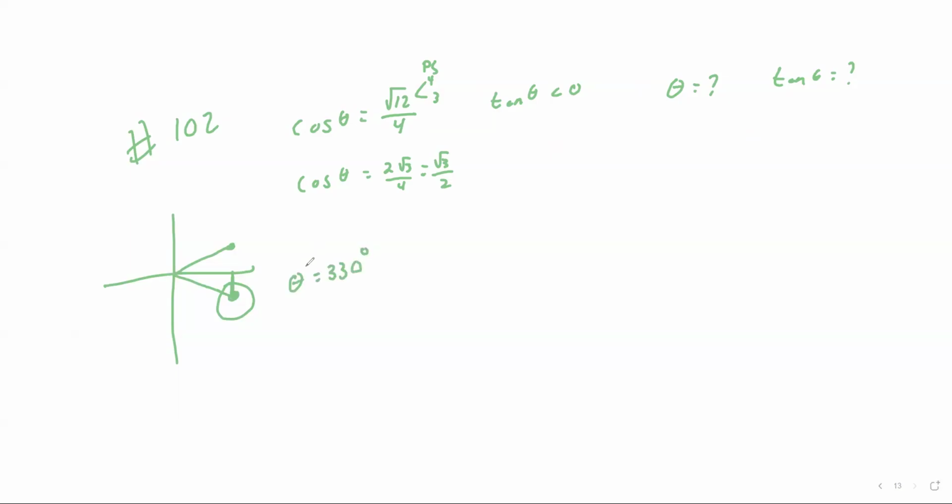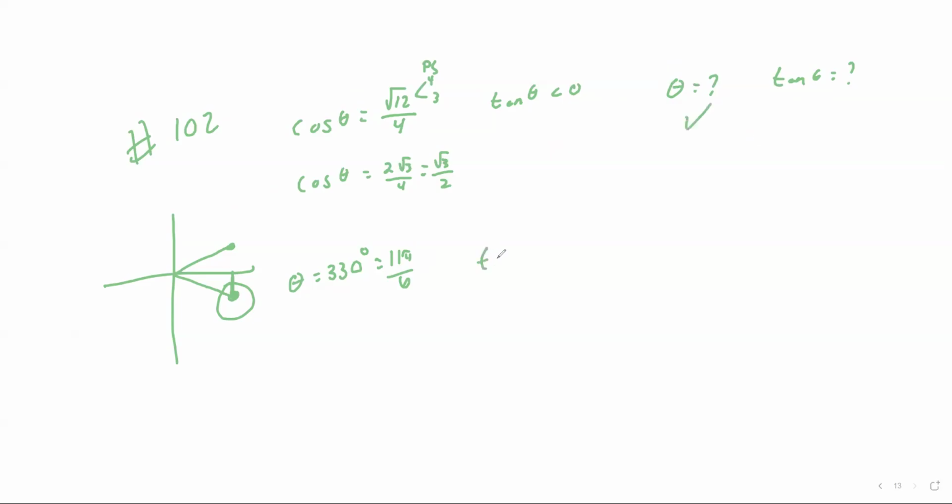Now, I believe, yeah, I think it takes the degrees. But if it didn't, you just convert that into radians. And again, this right here would end up being 11 pi over 6. All right, so I don't think it matters degrees or radians. I think it said degrees on the homework. I can't remember. But regardless, you know both. So you've now found theta.